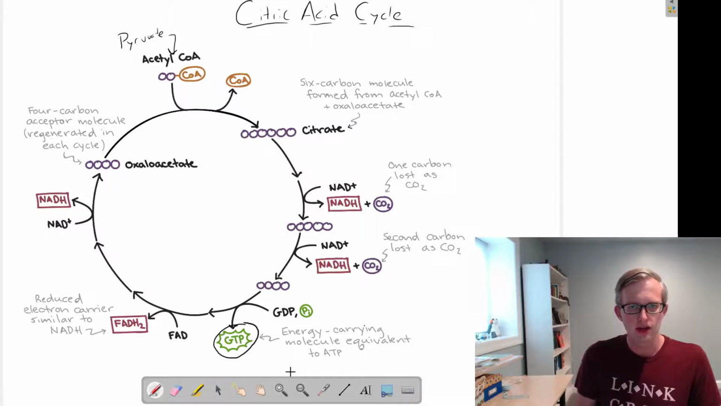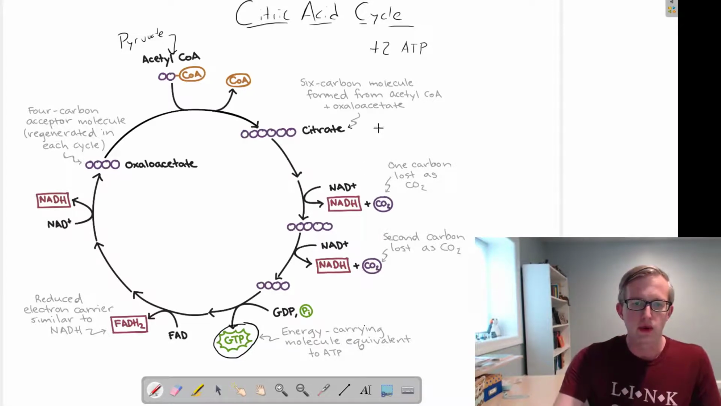So the citric acid cycle also generates 2 ATP per glucose molecule, because one glucose becomes 2 pyruvates, so you're going to get 2 ATP right away. We're also making these other energy carriers though, a whole bunch of NADHs and an FADH2.